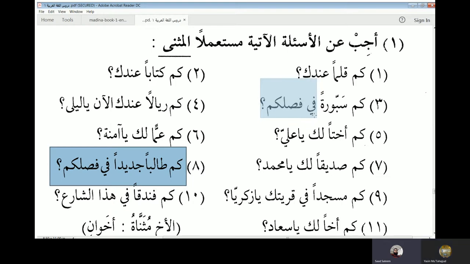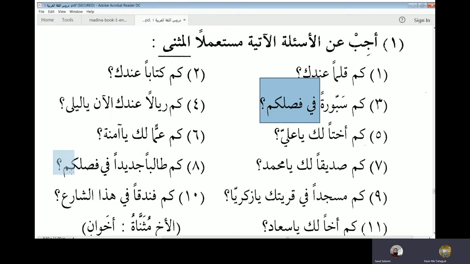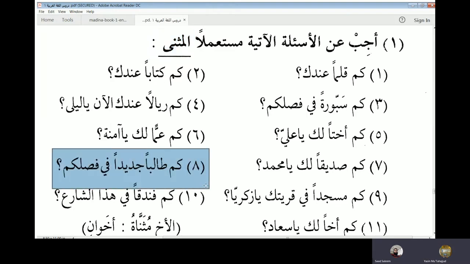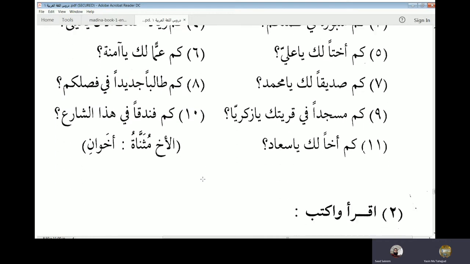Same thing here. So I'll say fi fasli, fi faslina, in our class. We add noon alif, na. Fi faslina talibani. For the dual, we always use alif noon at the end. Talibani. Fi faslina talibani jadidani.